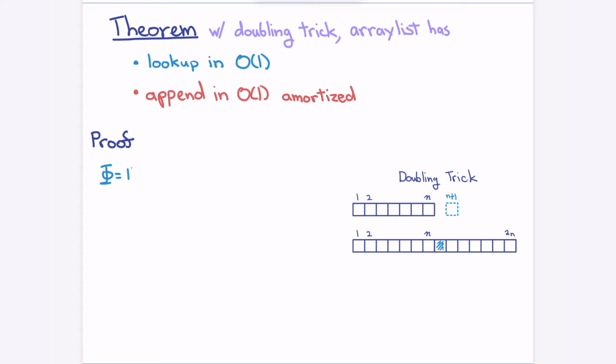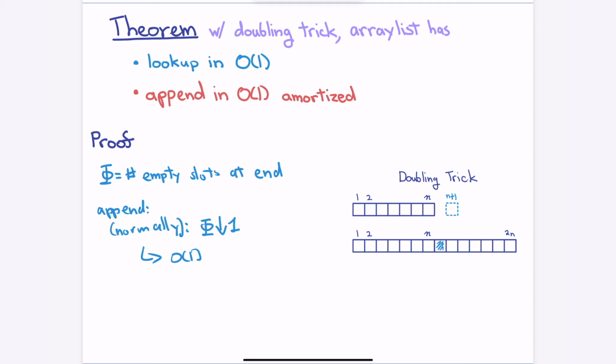Phi equals the number of empty slots at the end or something. So now append. Normally, if you're not doubling, you're going to add one. So phi is going to go up by one, right? Oh no, phi is going to go down by one. Plus you're going to do constant work to add one more thing. So that'll be constant amortized.